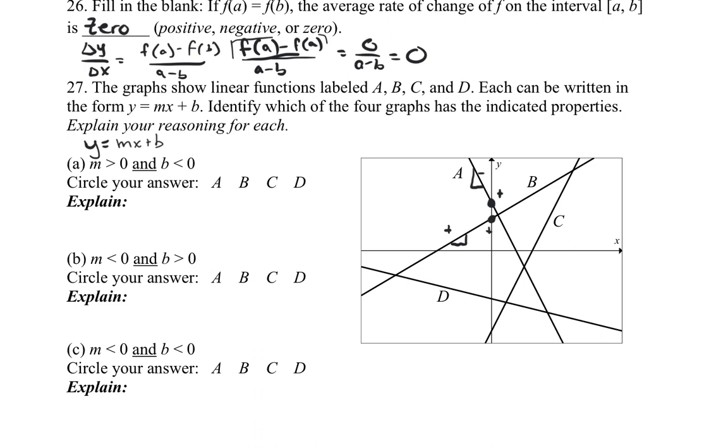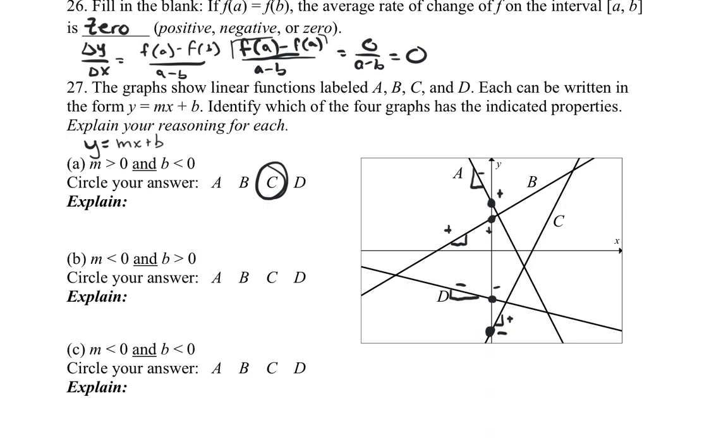C has a negative b with a positive m, and D has a negative slope and a negative b. So using that, for A, slope greater than 0, b less than 0, we go below the x-axis and find that C is the one below the x-axis with a positive slope. So C.